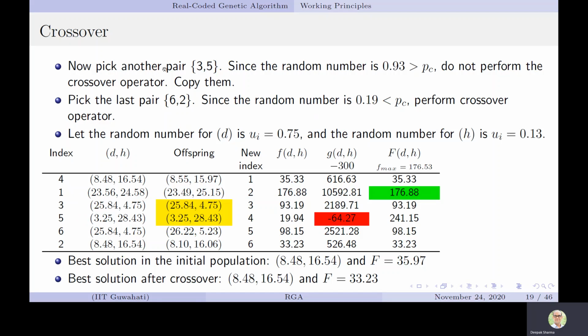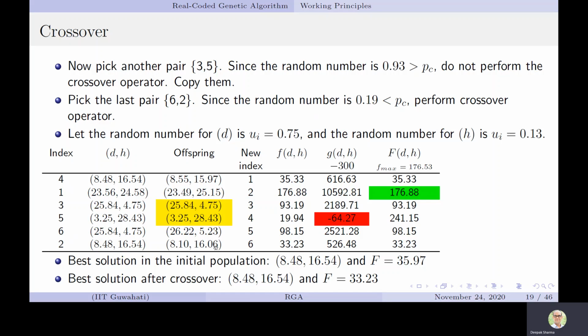For solutions 3 and 5, we remember that we did not perform the crossover, so these solutions are copied. You can see the yellow ones: the offspring have the same D and H values. Now 6 and 2 generated another set of offspring solutions.